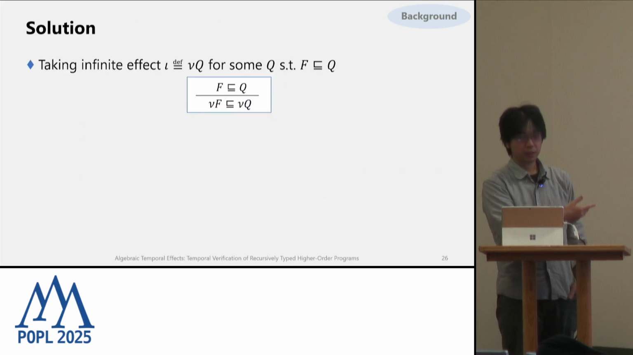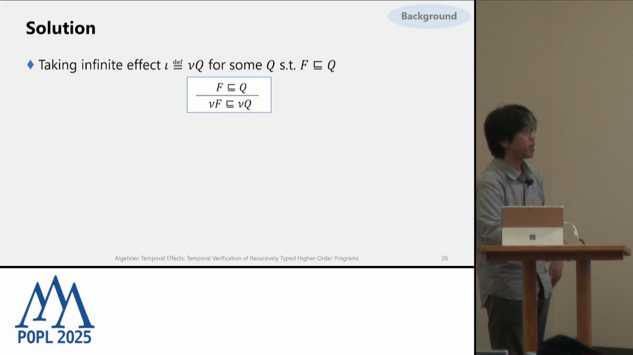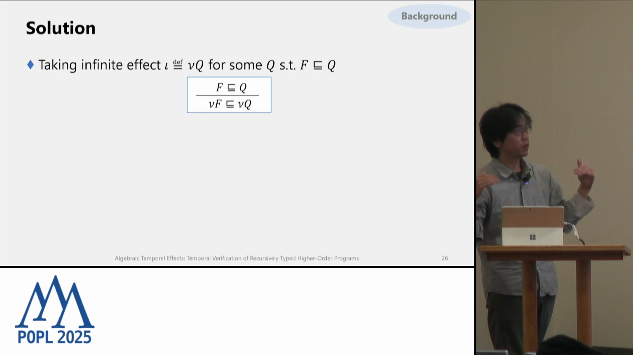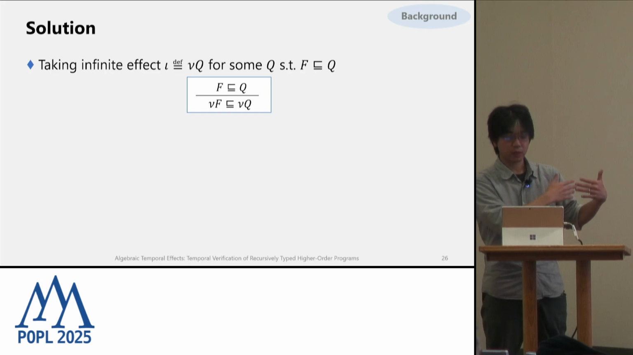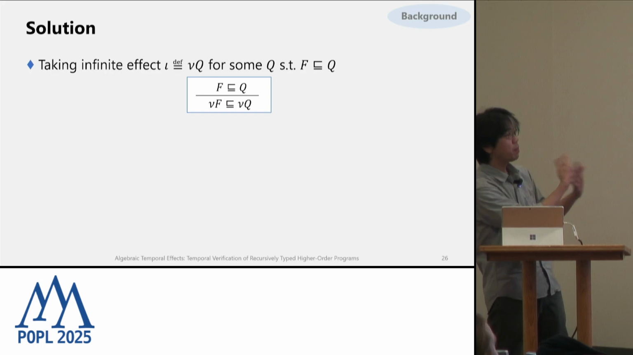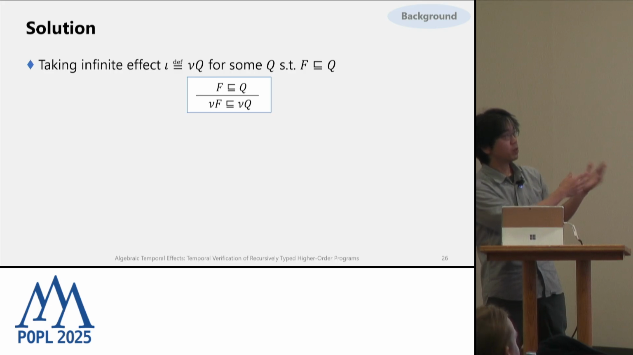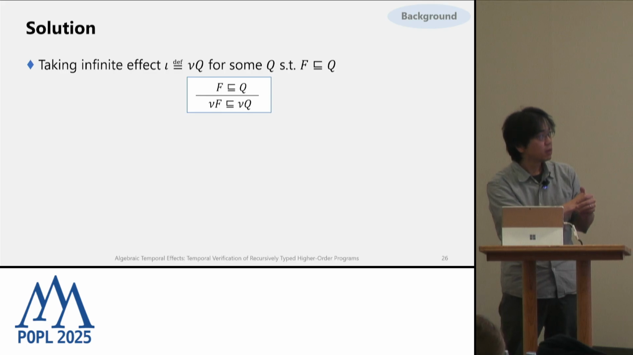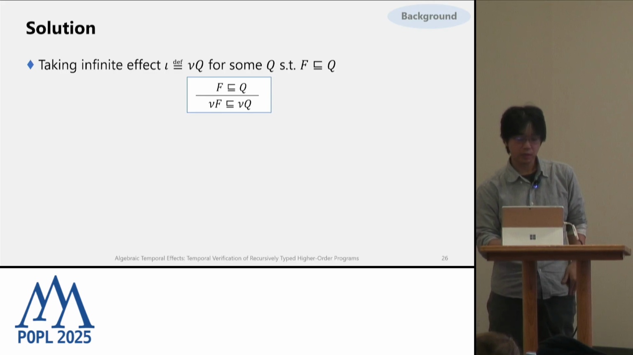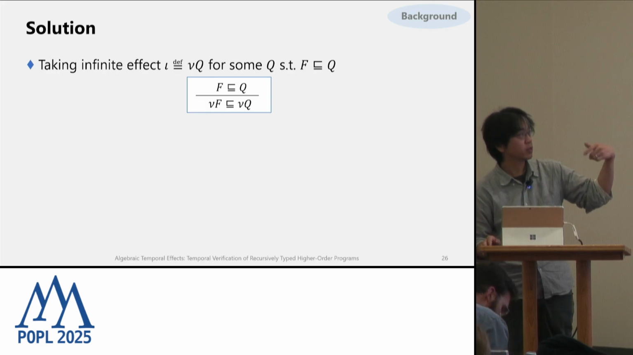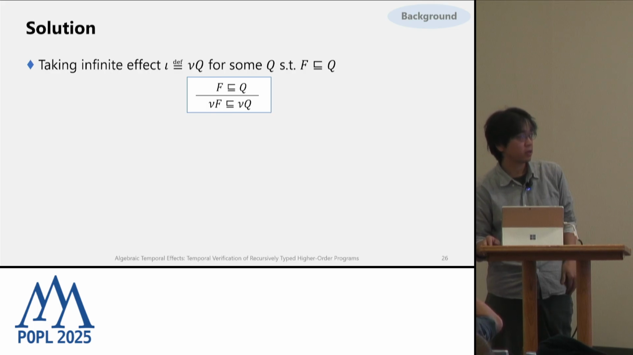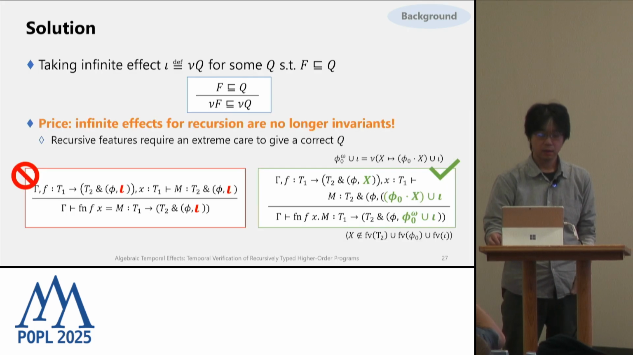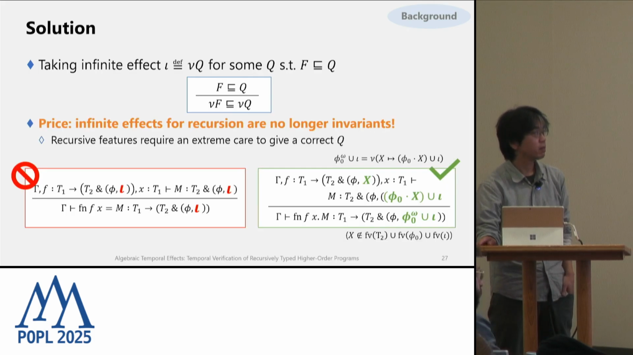So the solution in the existing temporal effect systems is to take the greatest fixed point as an infinite effect. In this case, specifically the greatest fixed point of q, and here q is an upper bound of the function f, which defines the infinite behavior. Then it is easy to show that the infinite effect nu q is an upper bound of the actual infinite behavior described by nu f. But the price of this approach is that now infinite effects are no longer invariant.